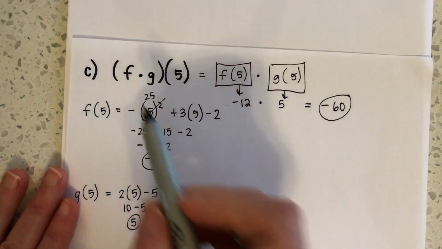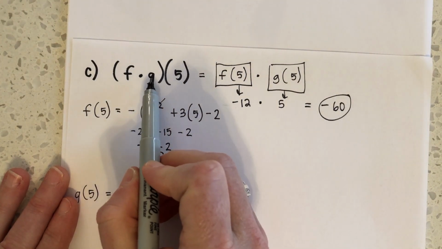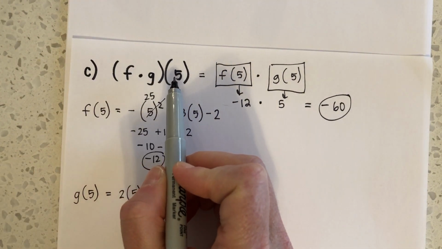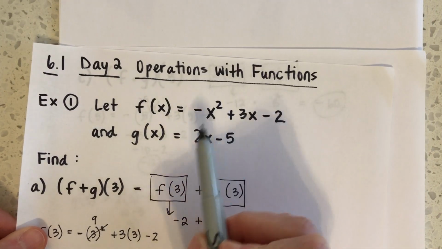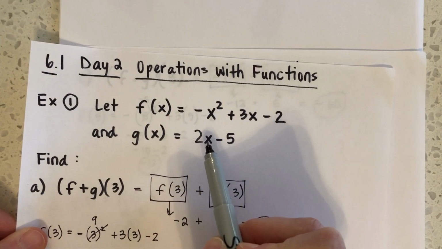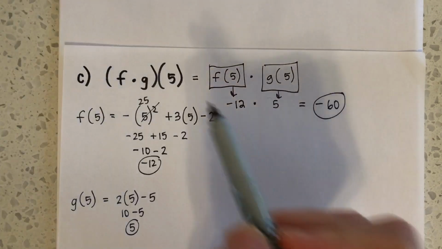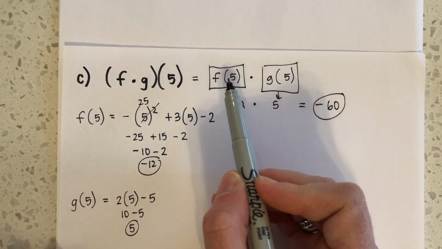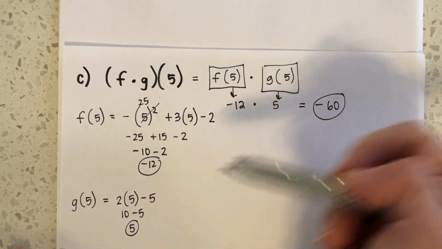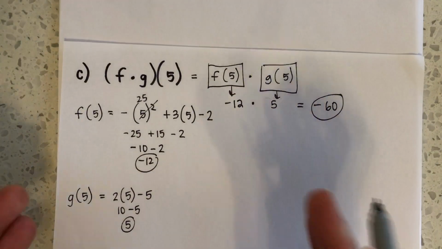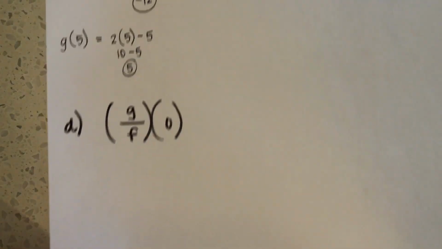Okay? So again, if they just have f times g of x, then you just take the f of x function with x already in it and times it with the g of x function with x already in it. But if they give you a number right here, that means they're giving you a number to plug into each function and you get to work with numbers instead of x's. So I like these a little bit better. All right, let's do one more of these.